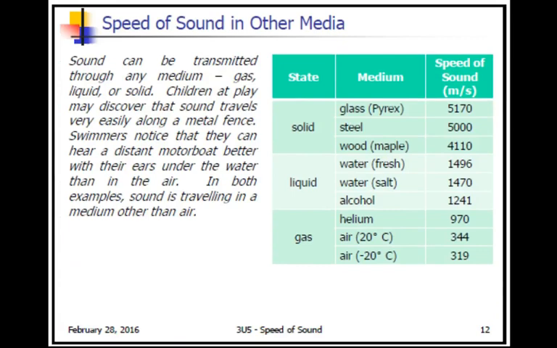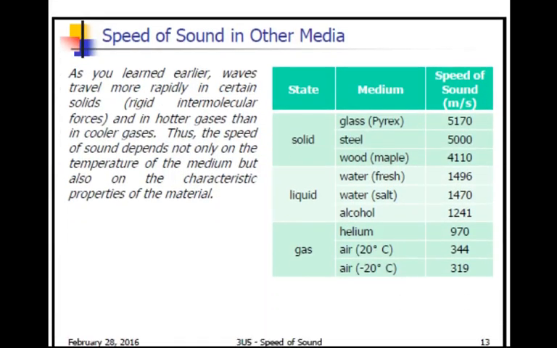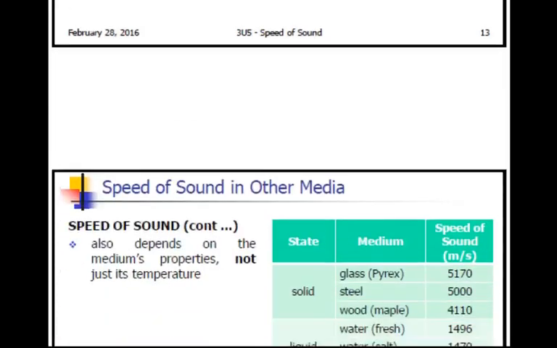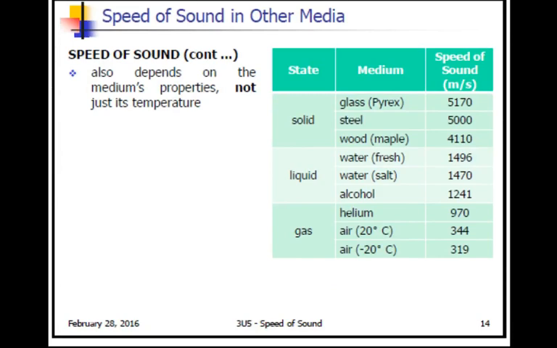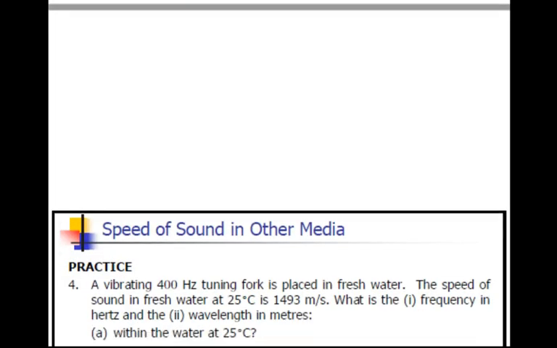So the speed of sound in other media is different as well. We've already talked about how waves travel faster in solids than they do in gas, and waves travel faster in liquids than they do in gas. This lists the speed of sound in different materials and air at different temperatures. So write this down here. This point also depends on the medium's properties, not just its temperature. The closer the particles of something are together, the faster they would travel.